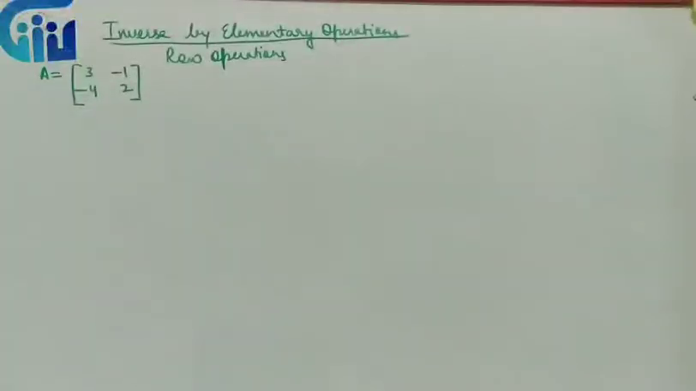Next we will learn finding inverse by elementary operation. We said we have three methods of finding the inverse. First was the formula that we have discussed. Second was the equation when we were verifying the equation and finding the inverse. The third method is finding the inverse by elementary operations.